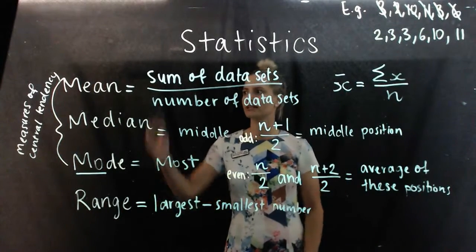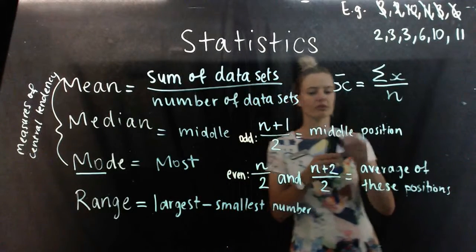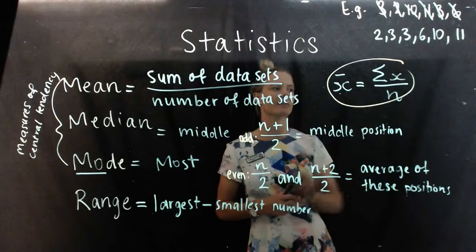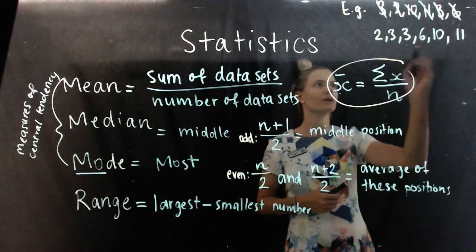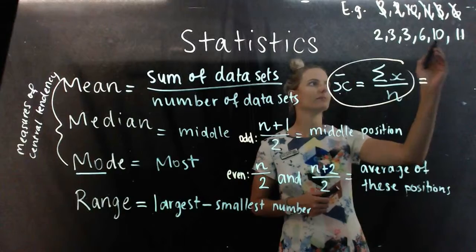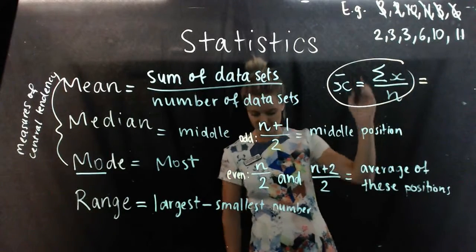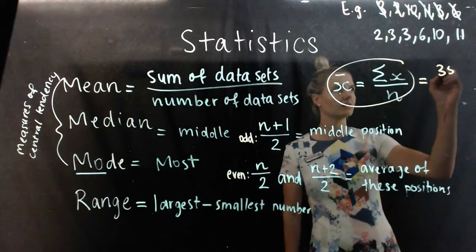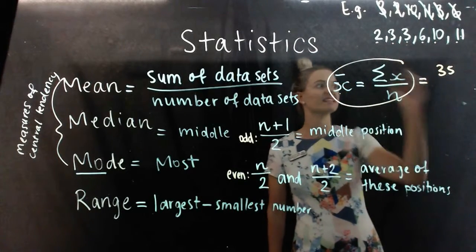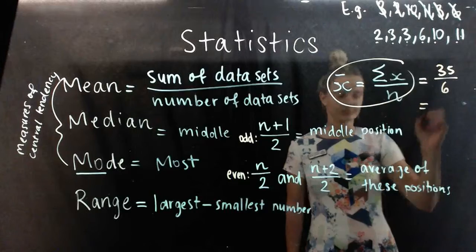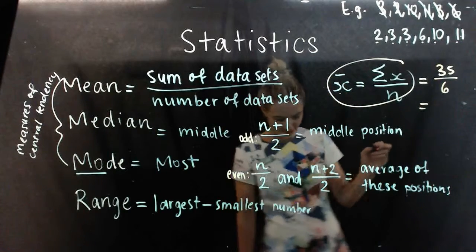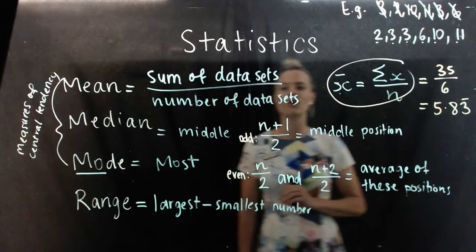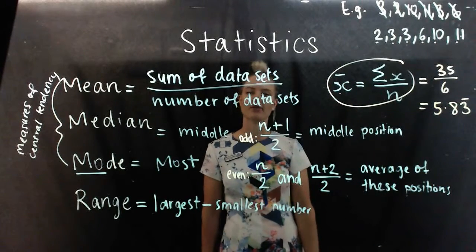So, from top to bottom, let's work out what the mean is. Here's my formula for mean, the shortened one. Mean equals the sum of the data sets divided by the number of data sets. So, adding them up, 11 plus 10 plus 6 plus 3 plus 3 plus 2, that equals 35, divided by 1, 2, 3, 4, 5, 6, there are 6 numbers. That equals 5.83 recurring. The mean of this set of data is 5.83 recurring.